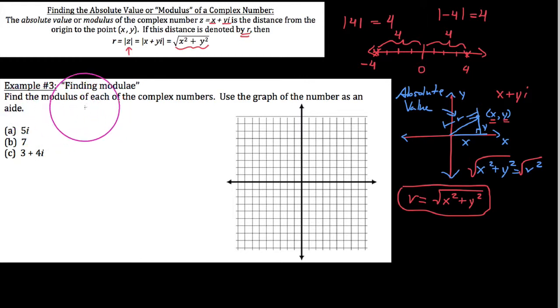It says find the modulus of each of the complex numbers that I've given us here. So we want to find these moduli, also known as the absolute value of these numbers.